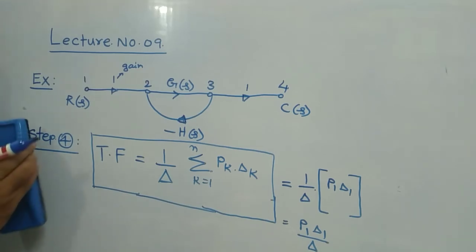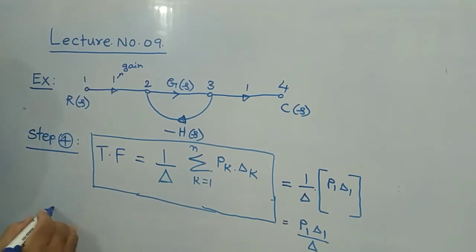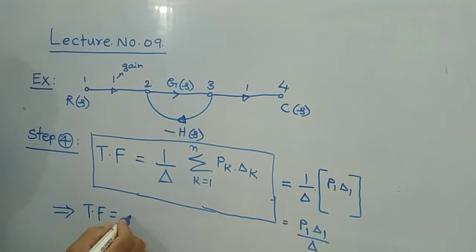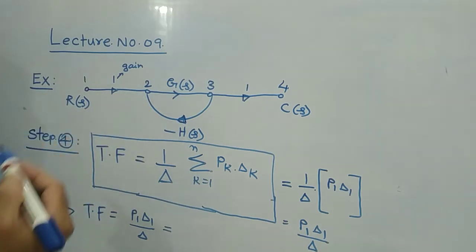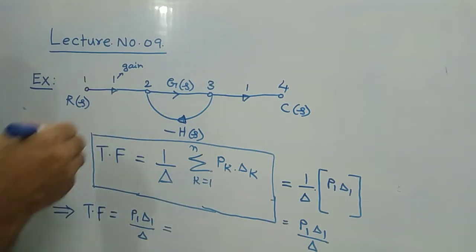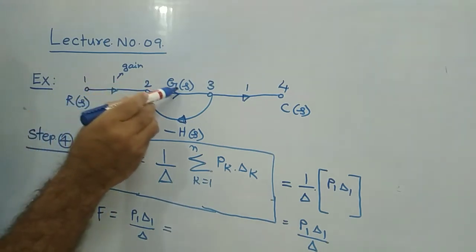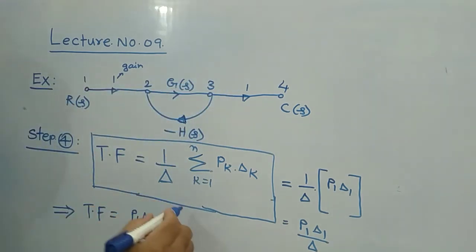So I will explain again here. This implies TF is equal to P1 delta 1 by delta. What is P1? P1, from your first step, is 1 into G of S into 1, nothing but G of S. P1 is equal to your G of S. Then what is delta 1?